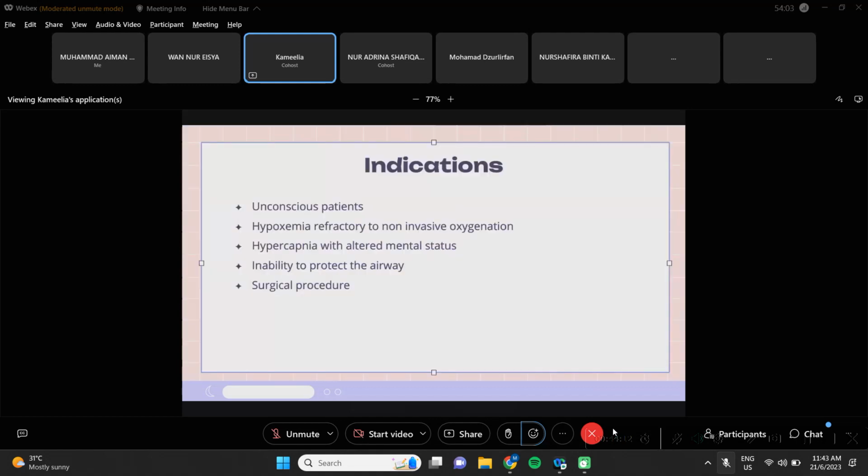Here are the common indications as to why we need to use invasive devices. First is unconscious patients, hypoxemia refractory to non-invasive oxygenation, hypercapnia with altered mental status, inability to protect the airway, and in surgical procedures.